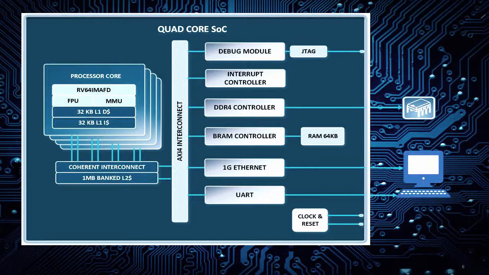This is the architecture of the quad-core SoC. The quad-core processor comprises 4 cores, each supporting the RISC-V IMAFD instruction set, FPU, MMU, 32 KB L1 instruction cache, and 32 KB L1 data cache, connected through a cache-coherent interconnect, and has 1 MB of banked L2 cache. The quad-core processor is interfaced with various peripherals, such as interrupt controller, DDR4 memory controller, BRAM controller, 1 gig Ethernet MAC, and UART through AXI4 bus interconnect.